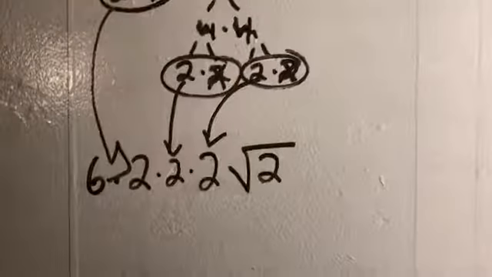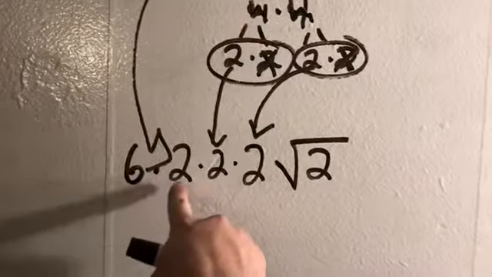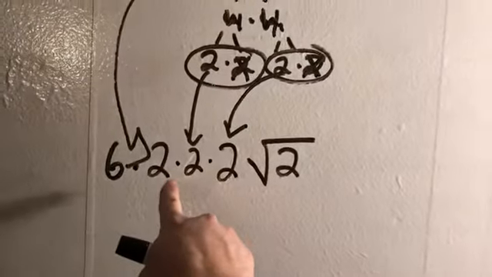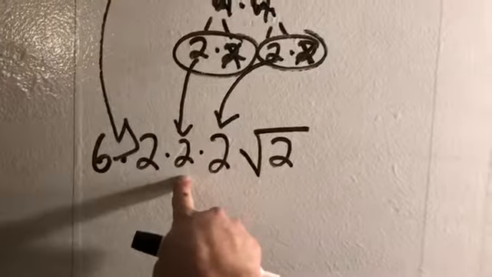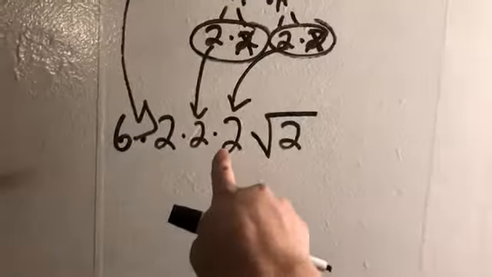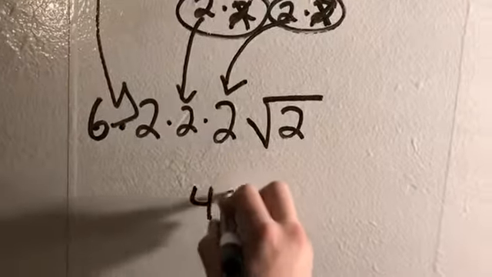So now we need to multiply this up. 6 times 2 is 12, times 2 is 24, times 2 is 48.